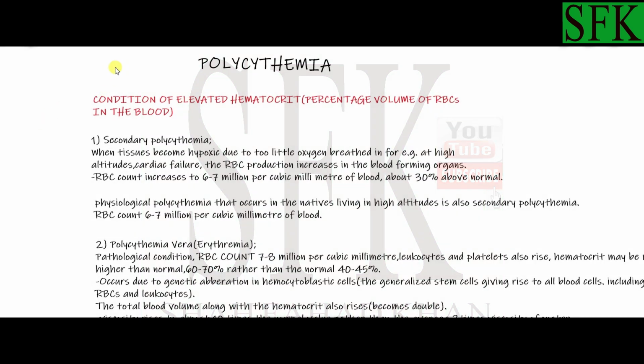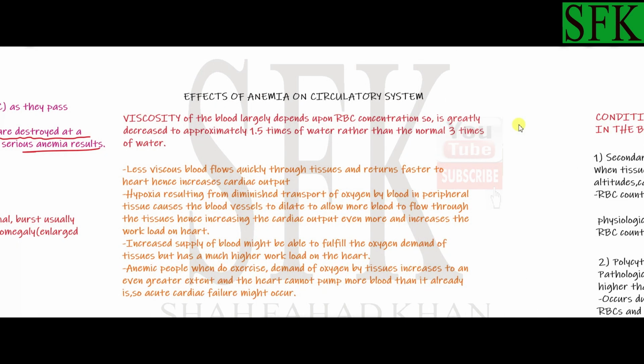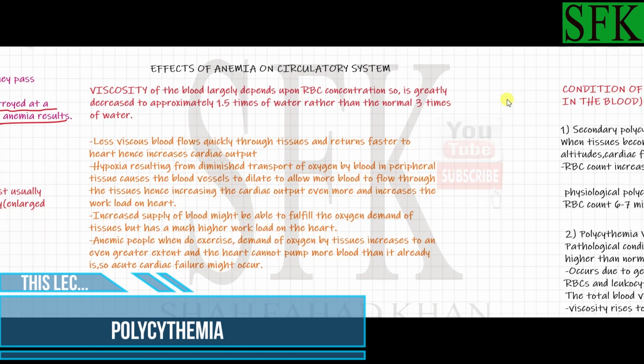Okay, guys, so in this lecture, we are going to talk about another blood condition called polycythemia, and it has two major types. Okay, by definition, we'll come to polycythemia in a bit. There's something else that I want to do before polycythemia, and this was something that I didn't cover in the previous lecture, so let's do this first.